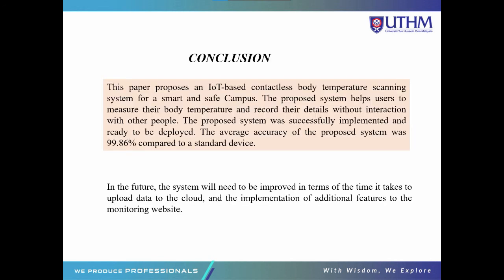In conclusion, this paper proposes an IoT-based contactless body temperature scanning system for a smart and safe campus. The proposed system helps users to measure their body temperature and record their details without interaction with other people. The proposed system was successfully implemented and is ready to be deployed. The average accuracy of the proposed system was 99.86% compared to a standard device. In the future, the system will need to be improved in terms of the time it takes to upload data to the cloud, and additional features will be implemented on the monitoring website.